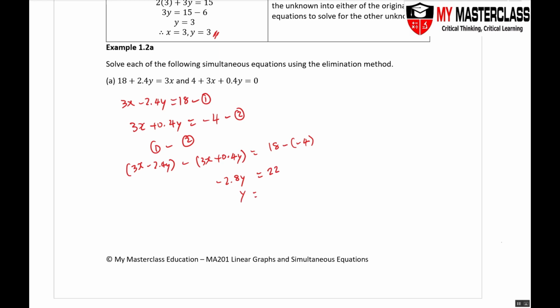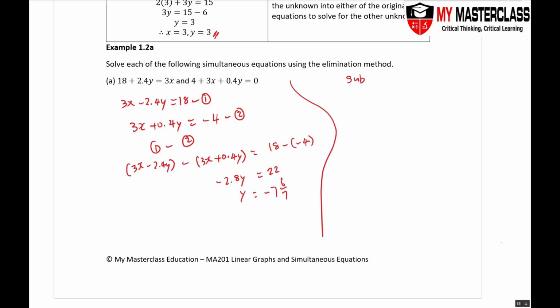Leave it in your proper fraction form. 7/6 over 7. Sorry, negative 6 over 7. So once you have gotten this y value, sub it into equation 1 or 2 to find your value of x. So I'm going to write it at the side here.